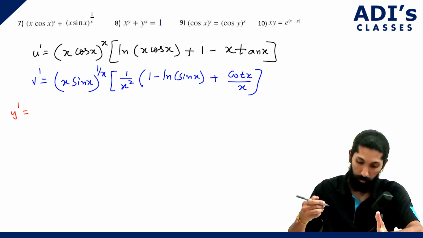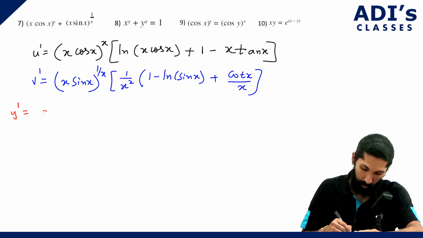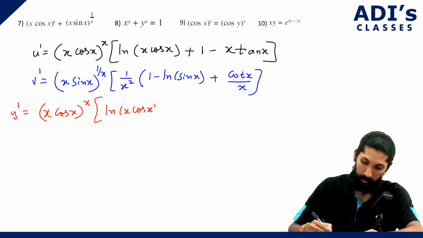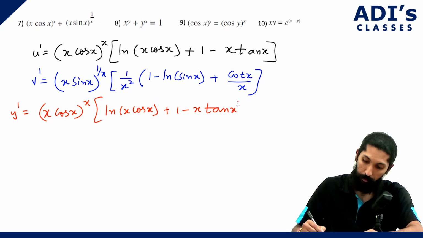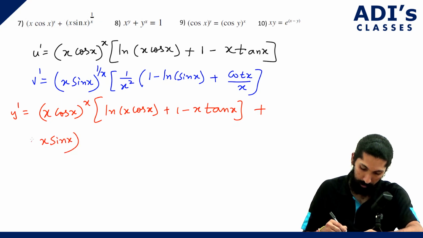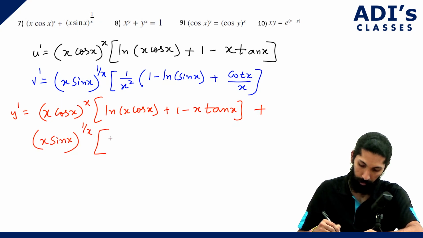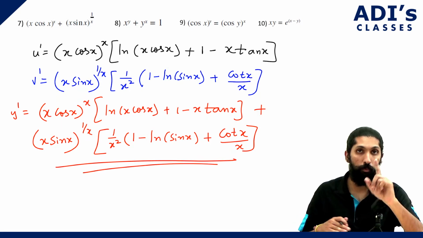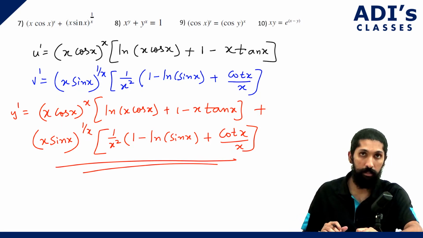Okay, so you will get (x cos x) to the power of x into log of x cos x plus 1 minus x tan x, plus this one, (x sin x) to the power of 1 by x into 1 by x square into 1 minus log of sin x plus cot x divided by x. Now this entire thing is just one single term, and that is the answer for the seventh one.